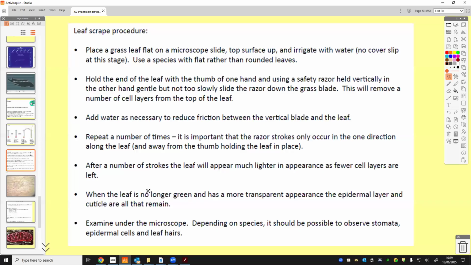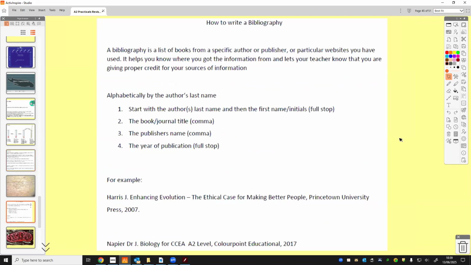More than likely, with the dissection bit, they will ask you to explain how you do it. So you would pick the one that you did. You're regurgitating the method there. Other things that have come up is writing a bibliography, which you can see here.